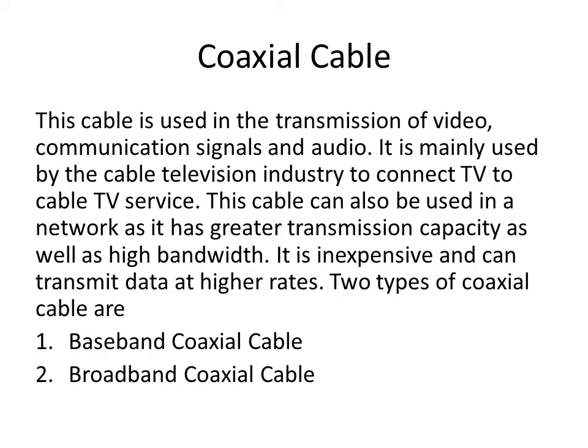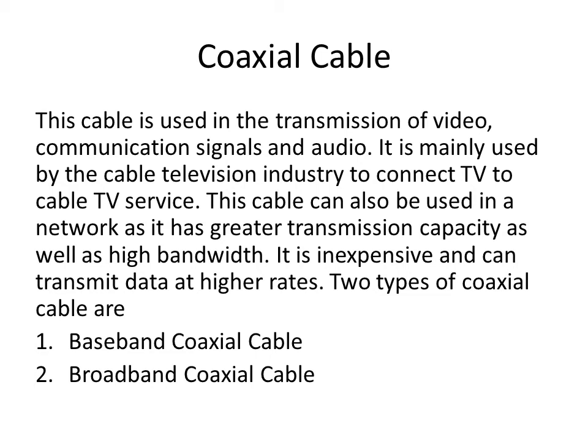The next is coaxial cable. This cable is used for the transmission of video communication signals and audio. It is mainly used by the cable television industry to connect TV to cable TV services. This cable can also be used in a network as it has greater transmission capacity as well as high bandwidth. It is inexpensive and can transmit data at higher rates. The two types of coaxial cable are baseband coaxial cable and broadband coaxial cable.